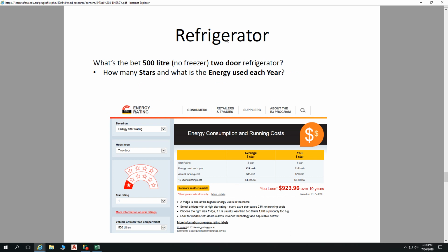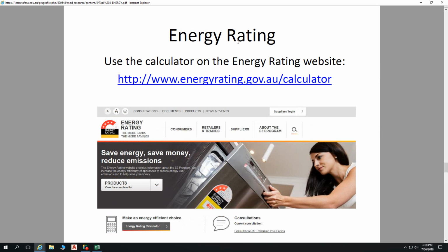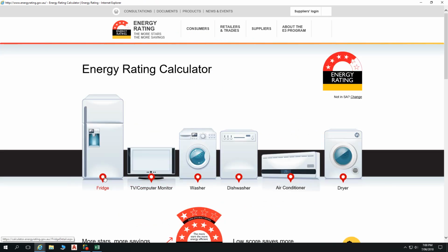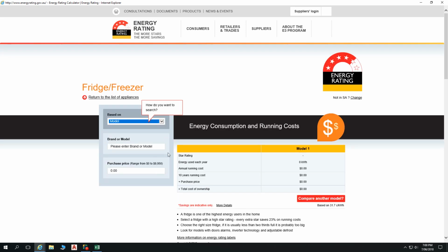So that's a question that you have to answer, and that's done through this link. So use the energy calculator on the energy rating website. I'll see if it opens from this PDF. So we go fridges. And then have a muck around in there to find your 500 litre 2-door fridge with no freezer and a 5-star energy rating. See what you can find in there.